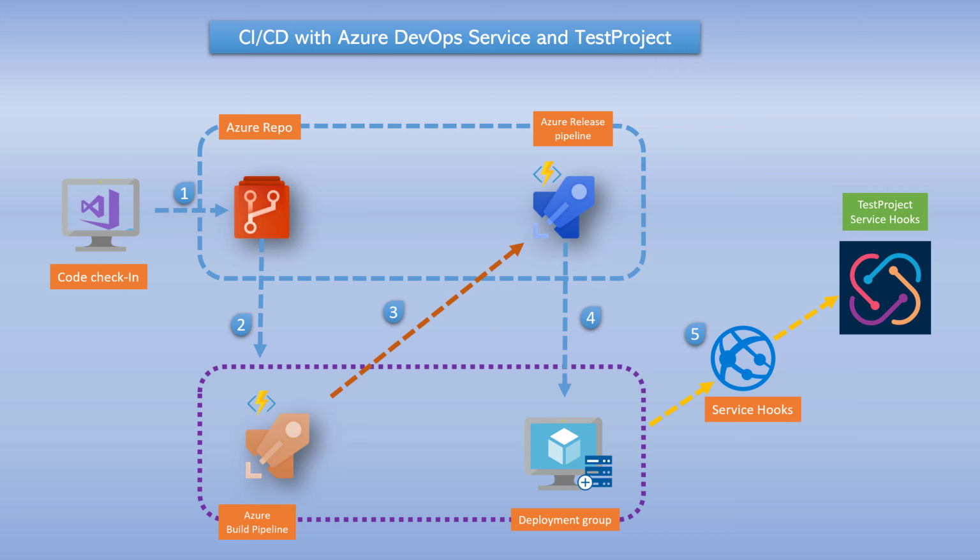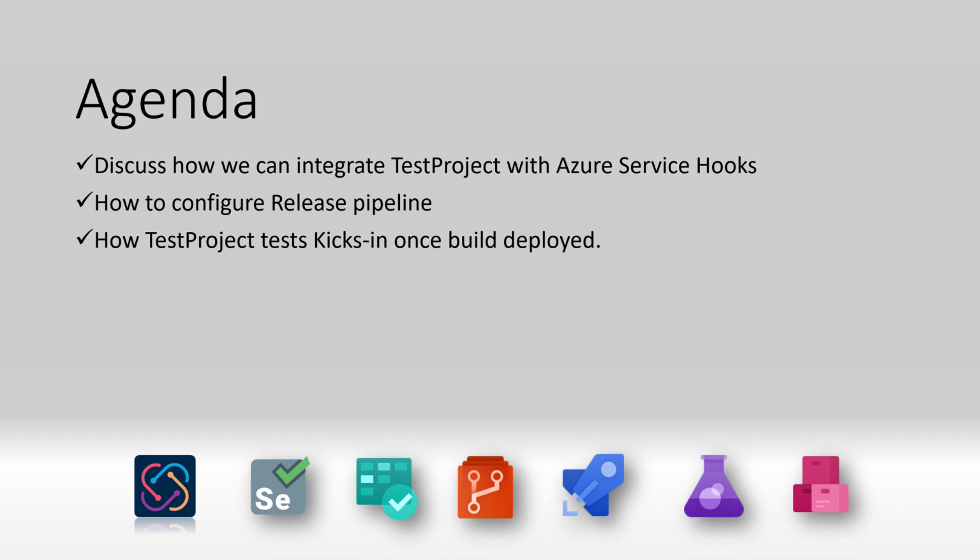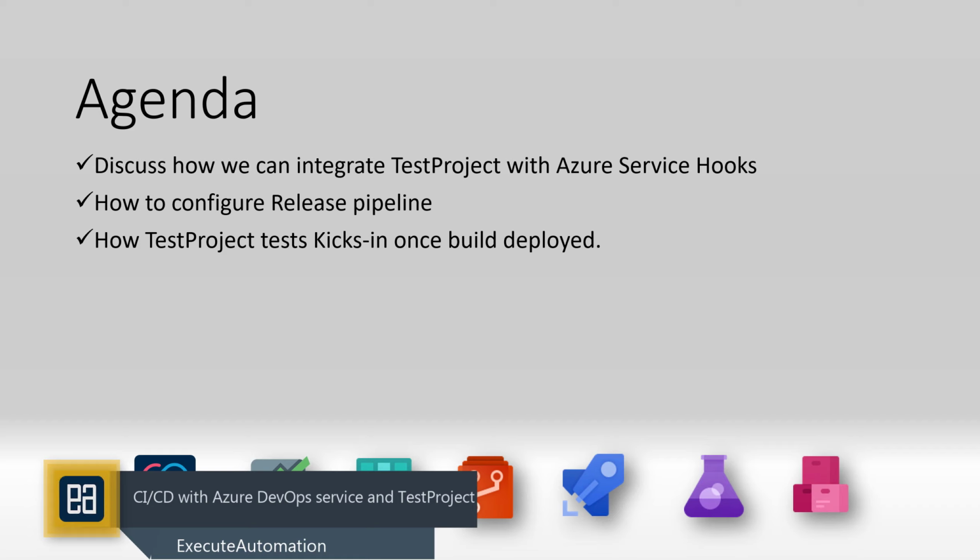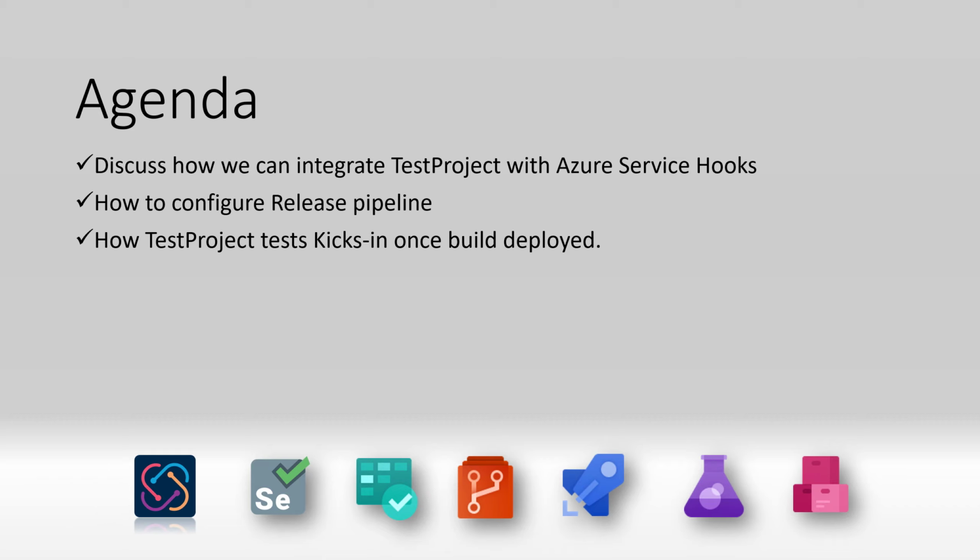So this is one of the most real-time ways of how the execution actually happens and how organizations basically work while the application is being deployed and the test actually happens in the CI/CD world. As that said, the agenda of this whole video is going to look something like this. We are going to discuss how we can integrate the Test Project API with Azure service hooks, and then we'll see how to configure the release pipeline and set the automatic trigger as well. Then we'll see how Test Project kicks in once the build is deployed within the local Internet Information Server on my machine, all the way from Azure DevOps service, and how the tests are going to be executed.